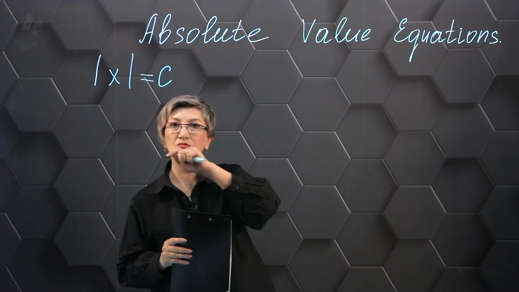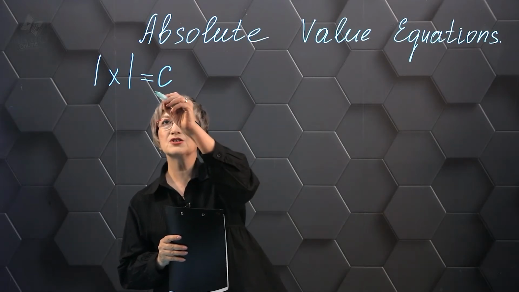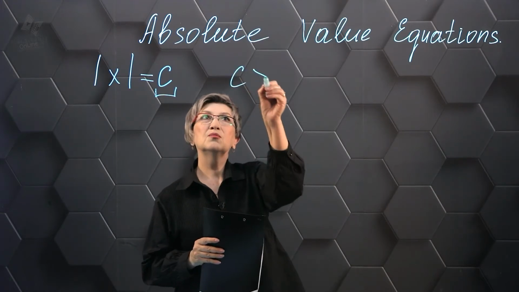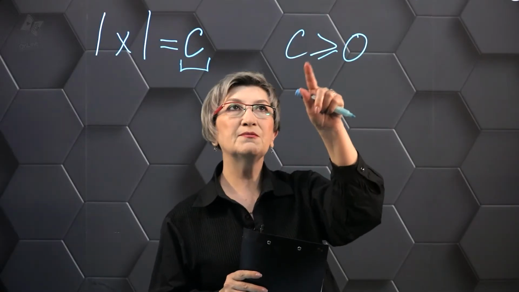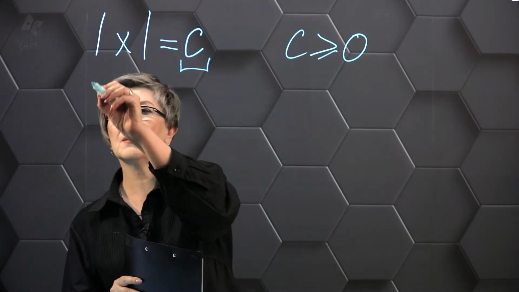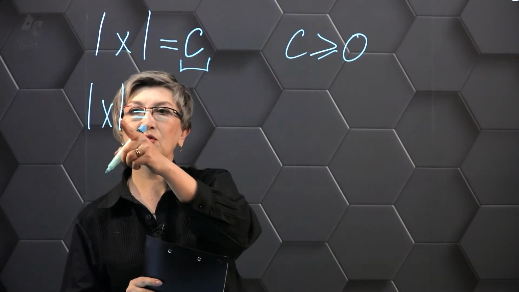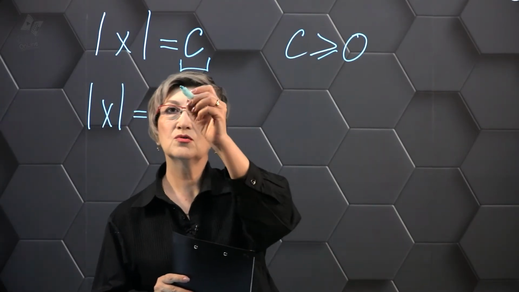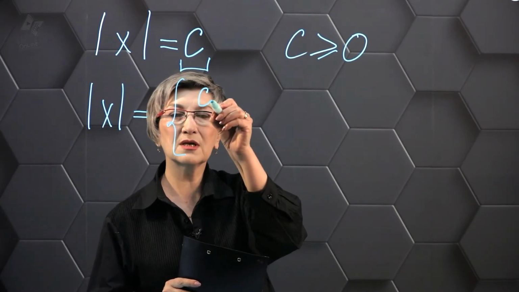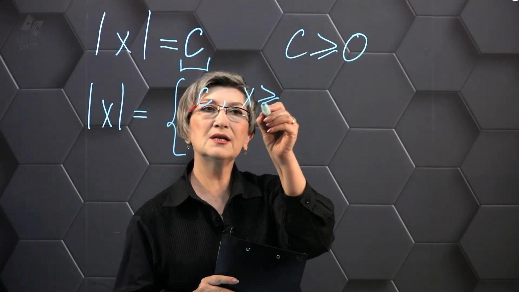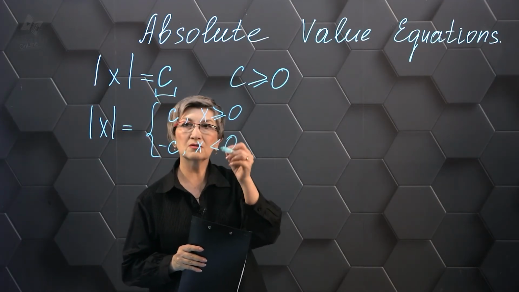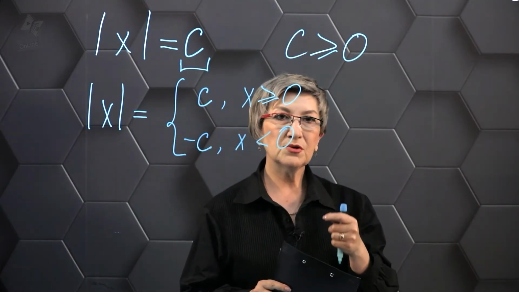In order to solve these equations, we need to check first of all the number c. This number must be greater than or equal to 0. Today we're going to give an example of such an equation, but we'll write down a general algorithm for solving these equations. If I see an equation modulus x equals some number c, I will write down that this equals the number c if x is greater than or equal to 0, and equals minus c if x is less than 0. We will use this algorithm to solve the equation.